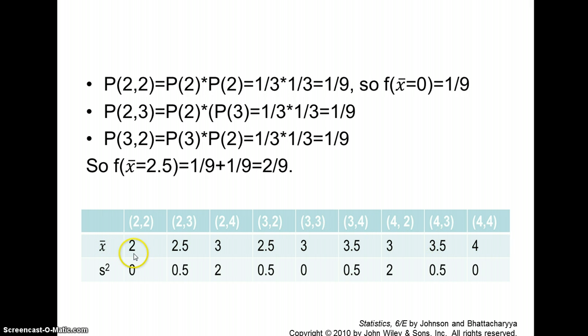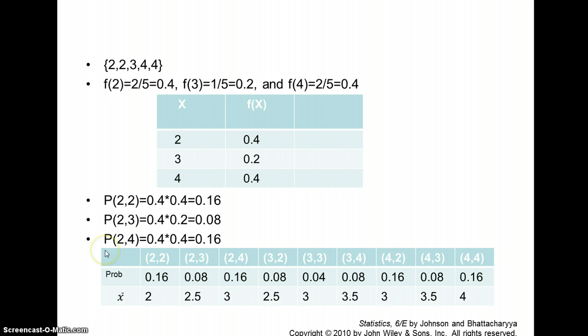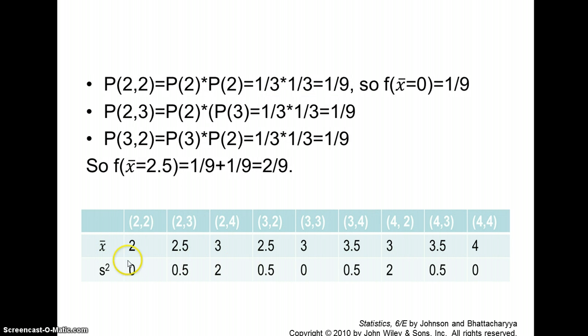For sample size 2, because this is easy to calculate, we computed the average, which is this second row here. If we want to find the expected value of x bar, we can use the formula. The first thing we did was find the sampling distribution of x bar. Whenever we talk about a distribution, we're talking about the probability of each number. We have different numbers: 2, 2.5, 3, and 3.5, and 4.